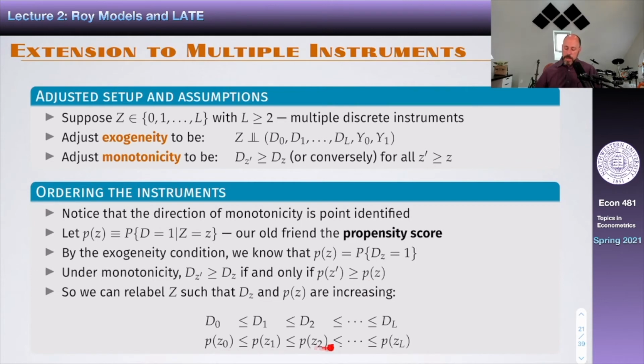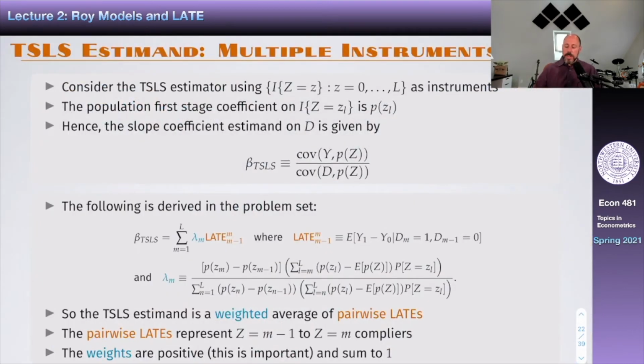Whenever people have multiple values of this instrument, they're typically going to be sorted in this particular manner. Again, because the numbers of the Z's are labels, it is commonly the case that you just label them by increasing value of the propensity score. All right. Now that you have the values of Z sorted by the increasing values of the propensity score, you're going to consider a two-stage least squares regression, where you include the indicators of Z equal to each of these values from 0 to L as instruments. So you're going to have L instruments, one indicator for each value of Z.